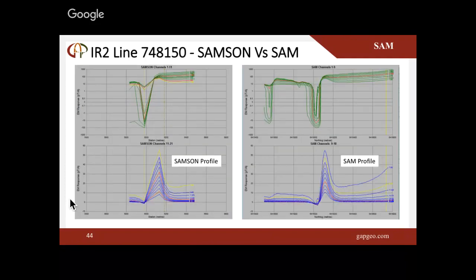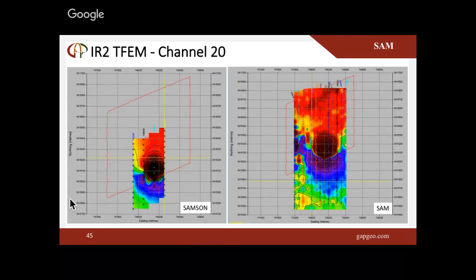This is actually the profiles acquired dynamically with SAM. This is without even stopping to take a measurement. So, just to run forward a little bit, this is a response from Samson, at 0.125 hertz. This is a response from SAM. We can cover a lot more ground because we're not stopping to take any measurements, so it's very, very quick. But still very definitive of IR2. This was the shallow conductor.